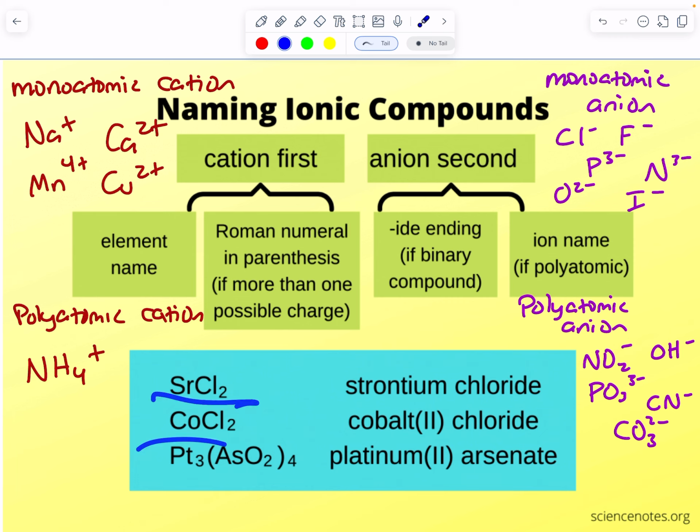Okay, here are some examples. I'm not going to necessarily go over them in detail, but you should know this by now.